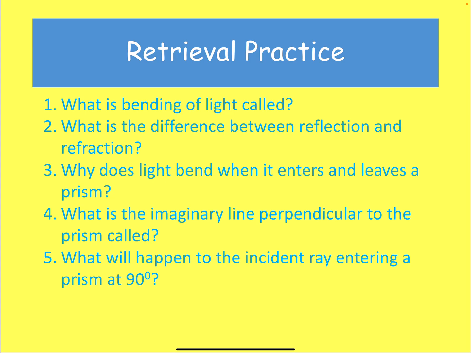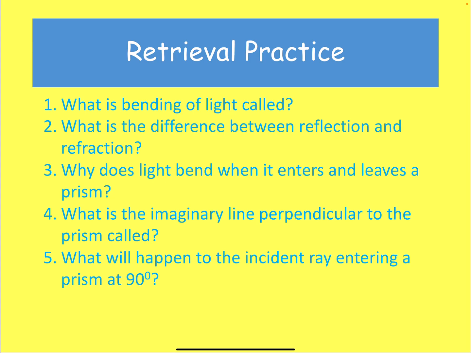Right, let's have a look. Number 1, you can self-assess these. What is bending of the light called? That's refraction. What's the difference between reflection and refraction? Well, refraction, we've already said, is where light bends when it enters a different material, and reflection is where light bounces back, like off a mirror.